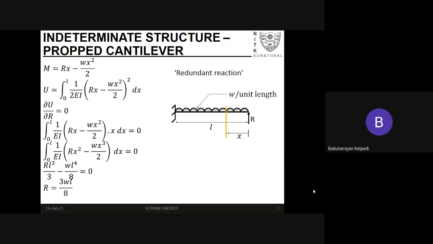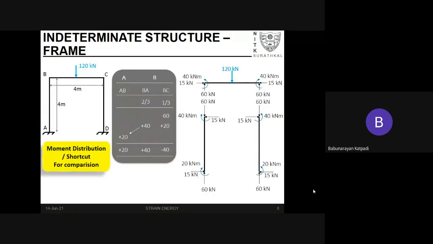Then we saw how we utilize an energy method in an indeterminate beam. We took the example of a propped cantilever and determined the redundant reaction. It is indeterminate to degree 1. Determination of one reaction is enough to know the rest of the beam. Then we advanced to frames. For comparison, we even did the analysis by the moment distribution method for the values of the member forces.